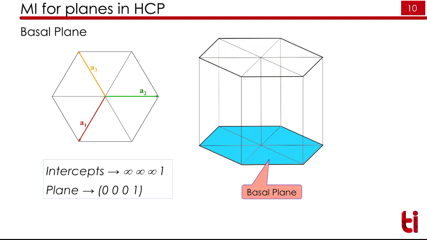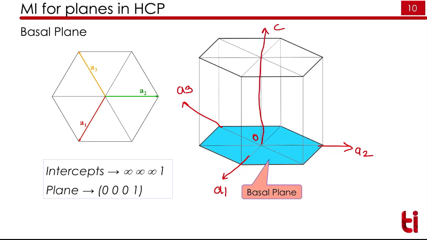So we have a plane that is shaded in blue color, these are called basal planes. The intercept of this plane with the unit cell is infinity, infinity, infinity and 1. Now you should ask why it is 1, because that is lying at the origin. If you draw the index system here, we have the origin here, this is A1, this is A2, this is A3, and this axis is C.